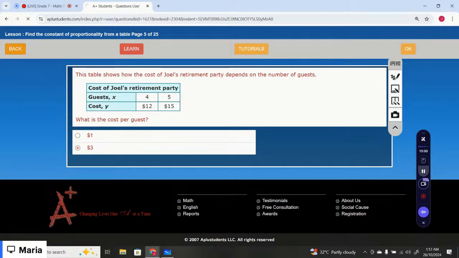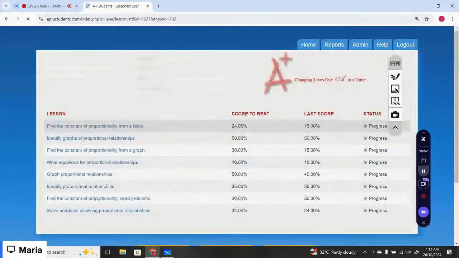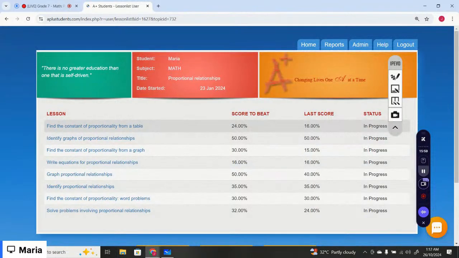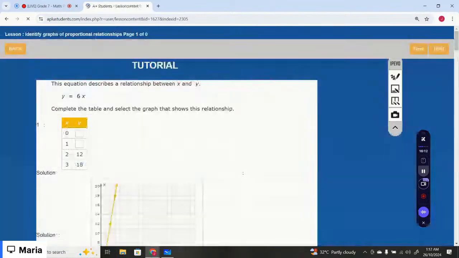Okay, you can complete the lesson by yourself later today. Let me just move on to the next lesson. The next lesson is identify graphs of proportional relationships. Let's just start with the lesson.